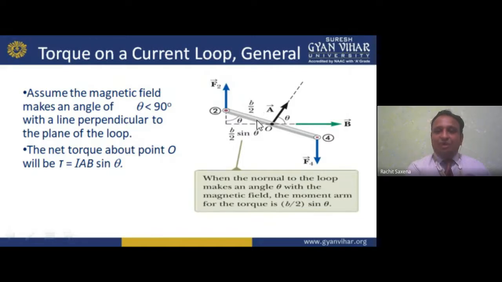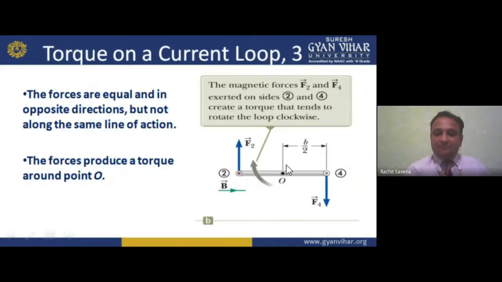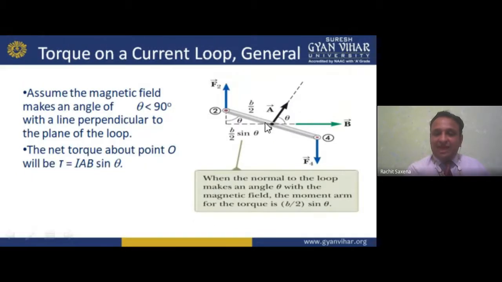So we can write what? In the previous case there was no angle, but in this case we have the angle theta. So we can write IAB sine theta for this diagram. See here, in the previous diagram we had no angle, it is very plain. But now we have some angular displacement made by the angle theta. So we can write IAB sine theta. The normal to the loop makes an angle, that is theta.